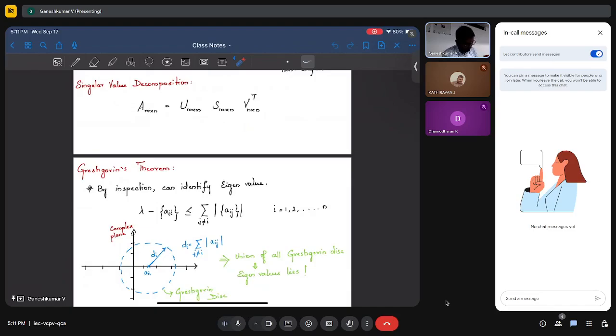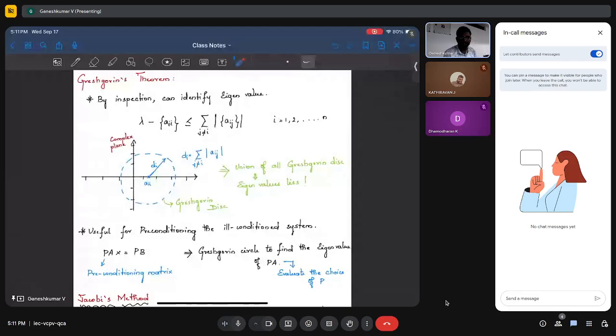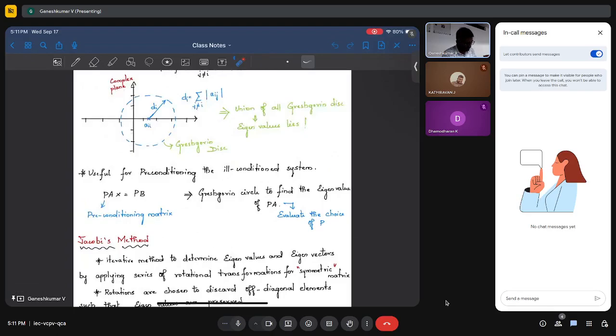Okay, and then we also saw the Gershgorin theorem. This is useful when you want to construct a preconditioning matrix, especially for an ill-conditioned system. So the Gershgorin disk keeps reducing. This will give you an idea of where the eigenvalues lie, and the Gershgorin circles can help evaluate the choice of P. Okay. So the union of all Gershgorin disks is where the eigenvalues lie.